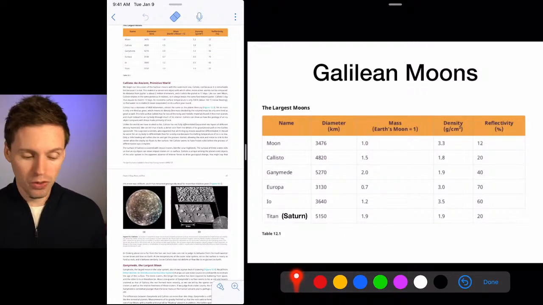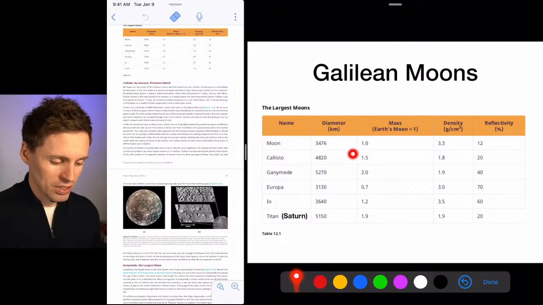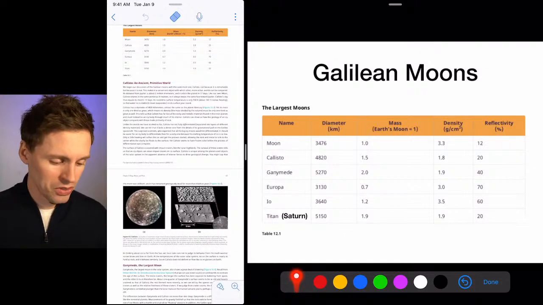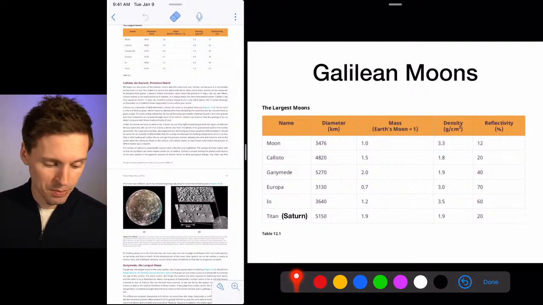These are compared to the mass of Earth's moon. So Callisto is 1.5 times the mass of the moon. Ganymede is 2 times. Europa is the only one that's smaller. Io is 1.2 times the mass of the moon, and Titan is about twice as massive.